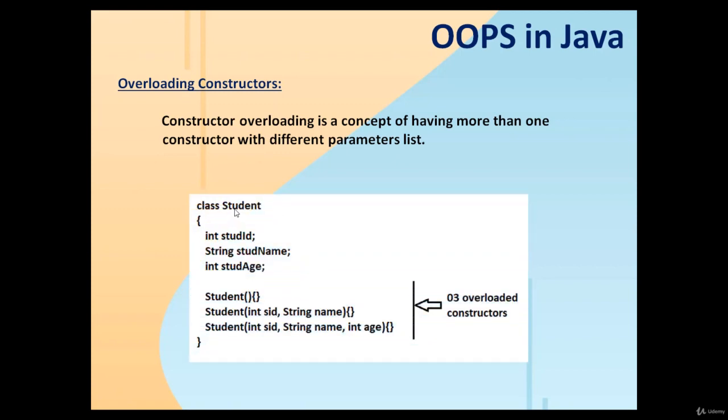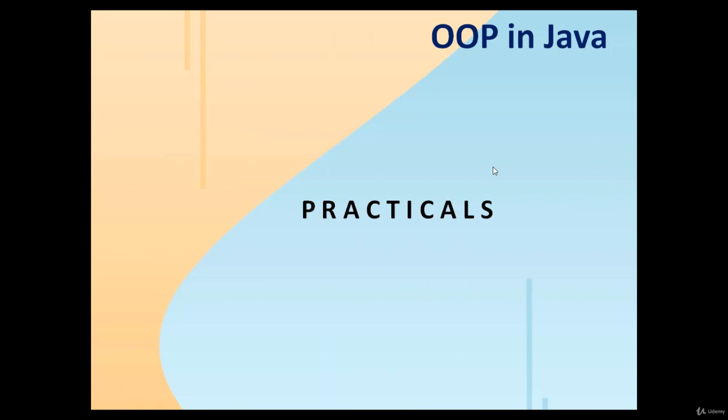As an example, if you have a class called Student, the student has three properties: stud ID, student's name, and stud age. And we have three overloaded constructors. Based on the requirement, the respective constructor gets executed. So Student with no parameter, one constructor with two parameters, an integer and a string, and the other constructor with three parameters: integer, string, as well as integer for age. So we'll just see this in a practical way.